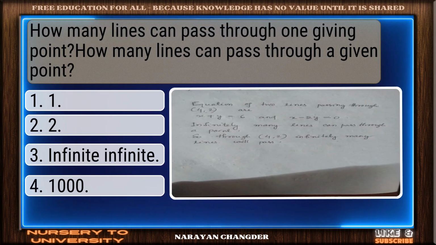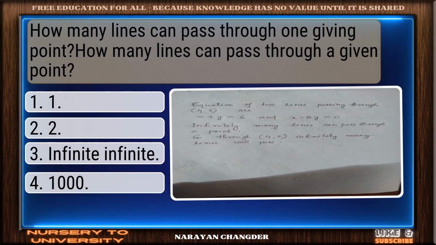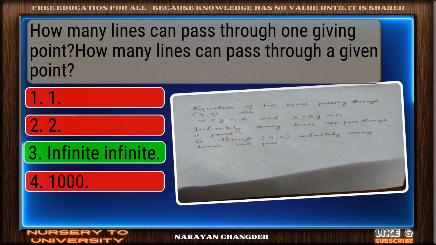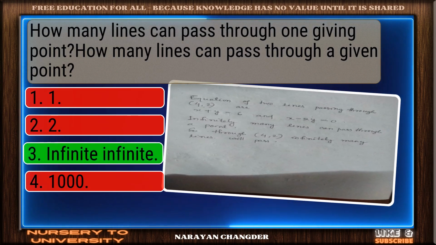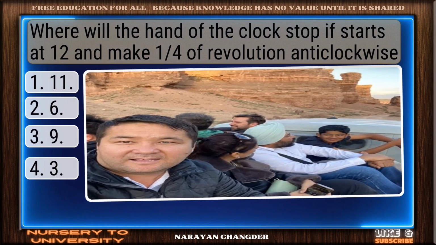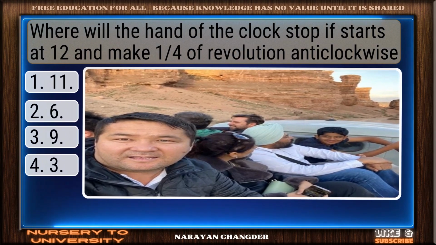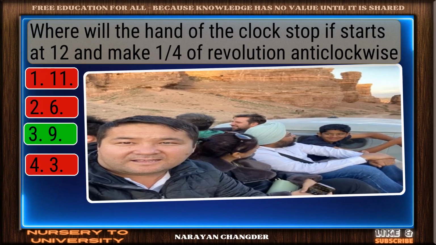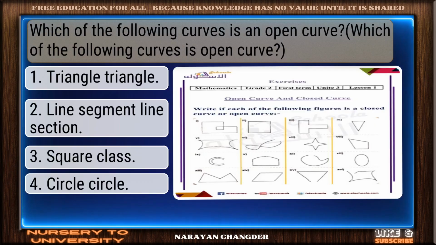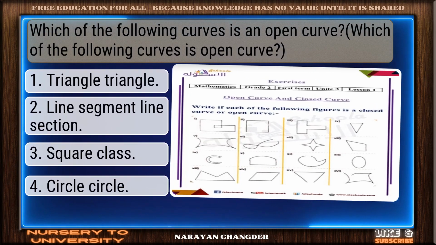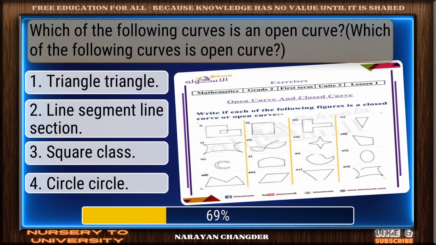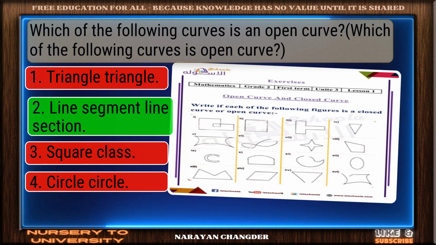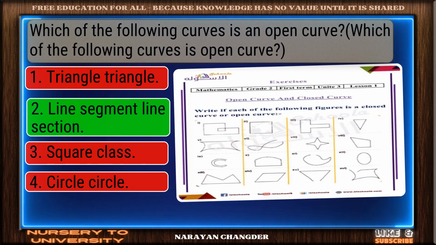How many lines can pass through a given point? Nicely done. Infinite is a solid answer. Where will the hand of the clock stop if it starts at 12 and makes 1 by 4 of a revolution anticlockwise? Bravo. 9 is the answer. Which of the following curves is an open curve? Nice selection. Line segment is the correct and valid answer.